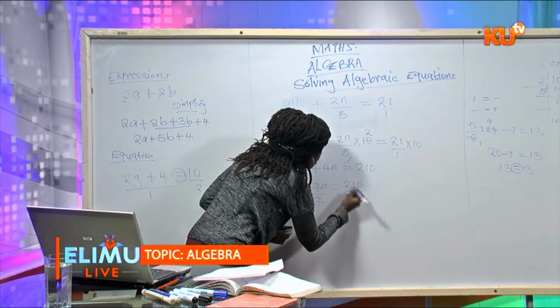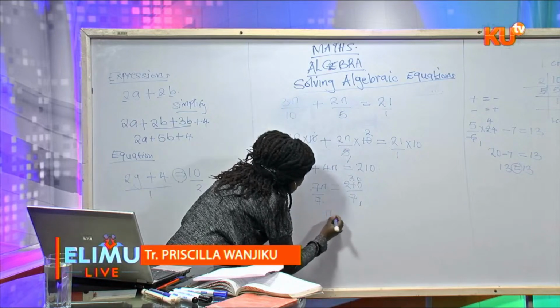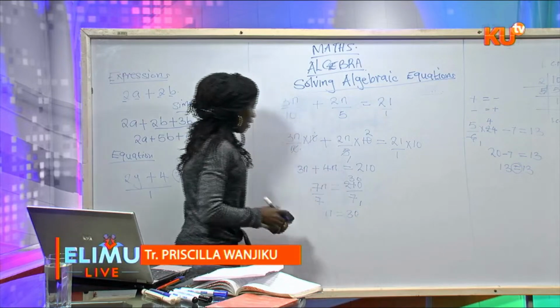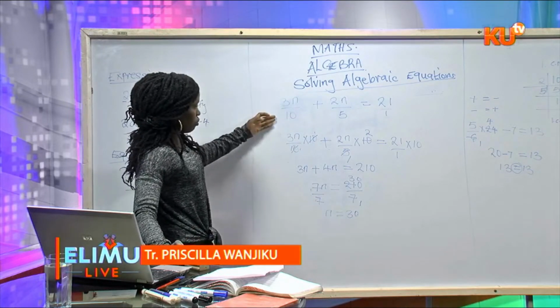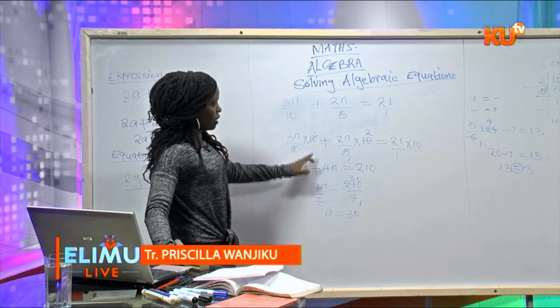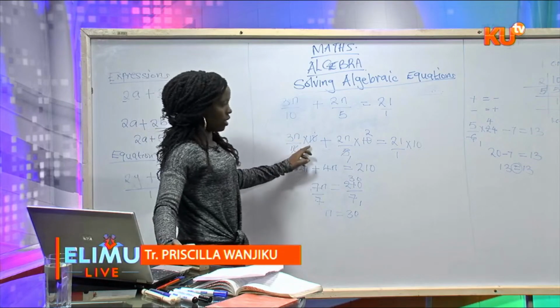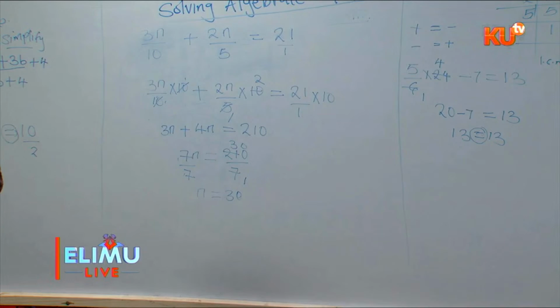By 7, 1, by 7, 30. N is equal to 30. So the value of our n is 30. In such a case, pupils, before you solve it, ensure you get the LCM and multiply all the fractions by the LCM. And then from there, you can be able to solve such a question.